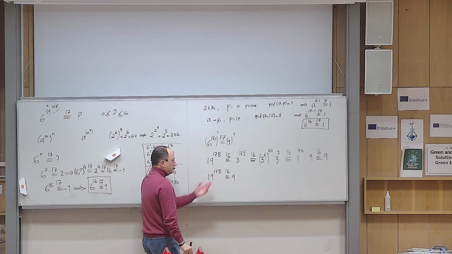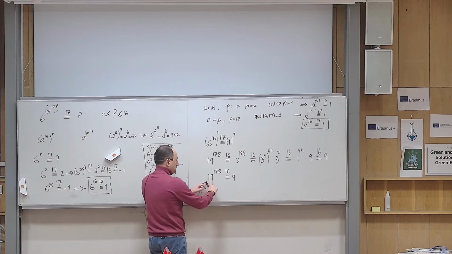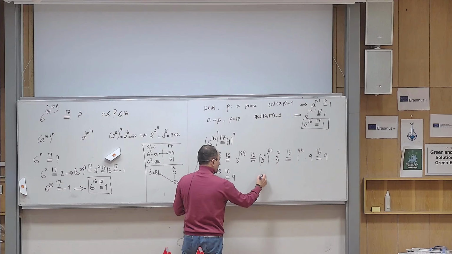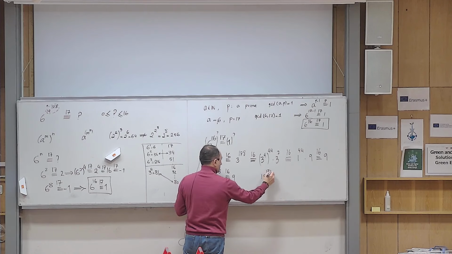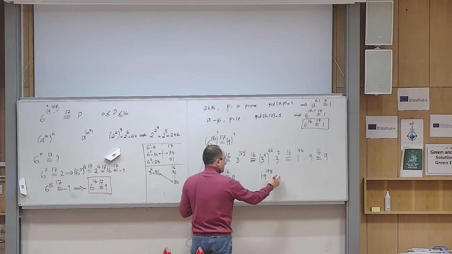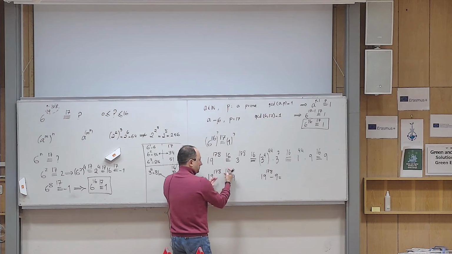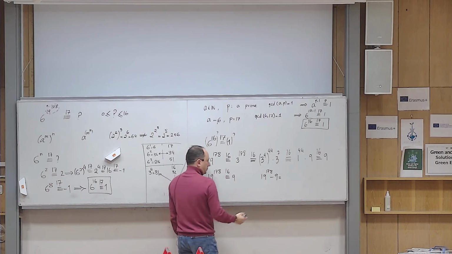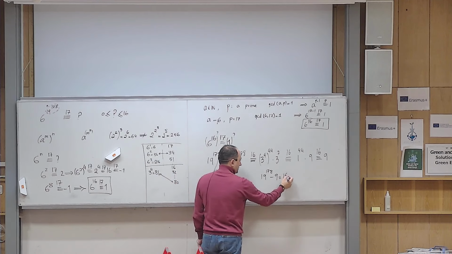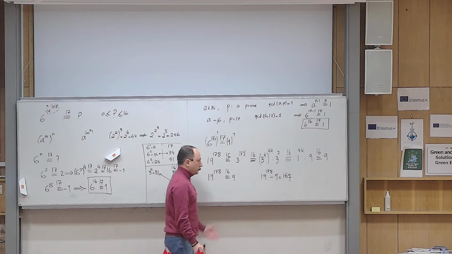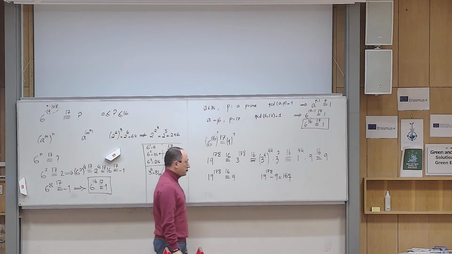By the very definition of congruency, this means the number on the left minus the number on the right is a multiple of 16. This is the definition of congruency. So it means that I can write it as 16 times q, for example, where q is an integer. Okay, so what happens then?